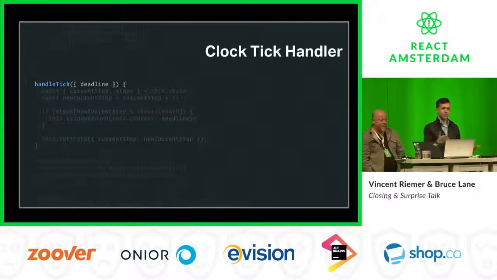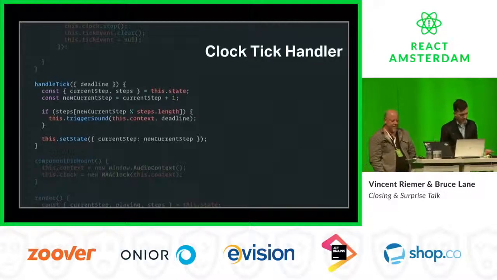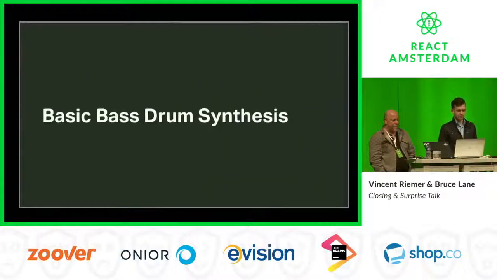So we then, using this deadline, determine in the steps array, step state, if this is active or not. And then if it is, we trigger the sound using this triggerSound function that we haven't implemented yet, but we'll get to it, passing in the audio context and the deadline. And then finally, we just update the state to get our latest step counter working.